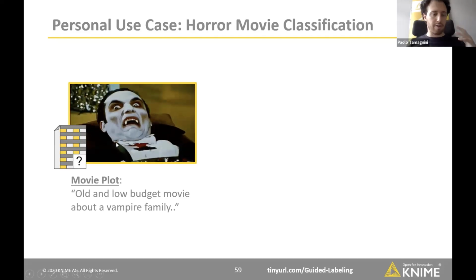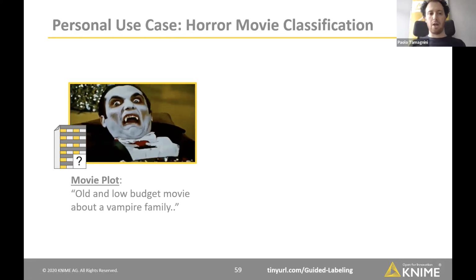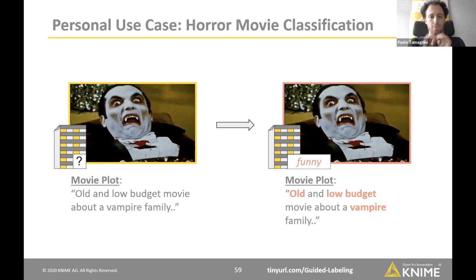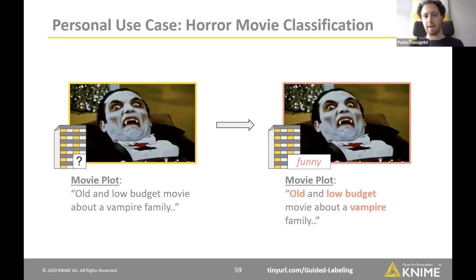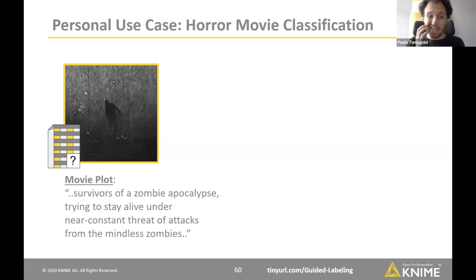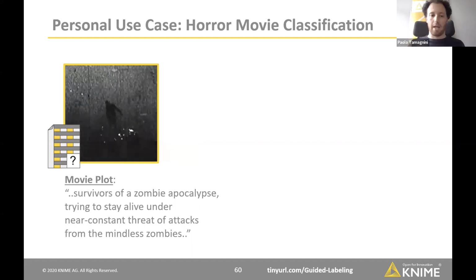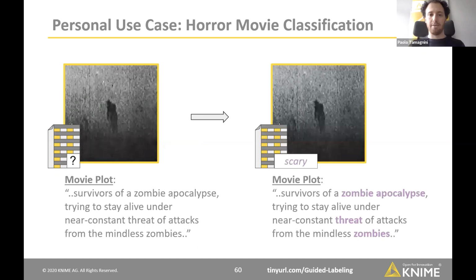We are going to have, for example, a low-budget movie about a vampire family. For me, vampires are, to my own domain expertise, for which only I can give the label, funny. So I want this classification to classify them as funny. And then we have instead a movie plot about zombies and apocalypse. I find this really scary.